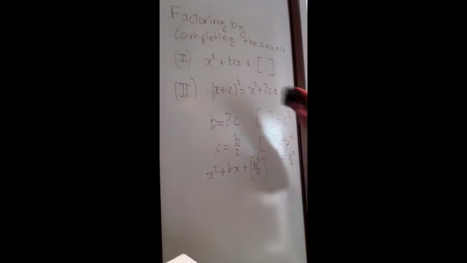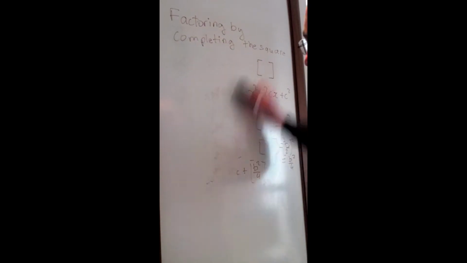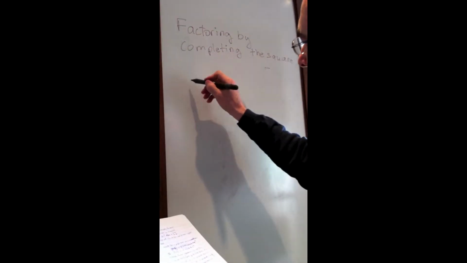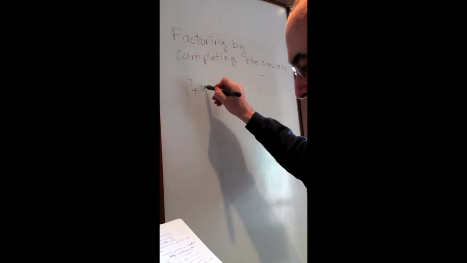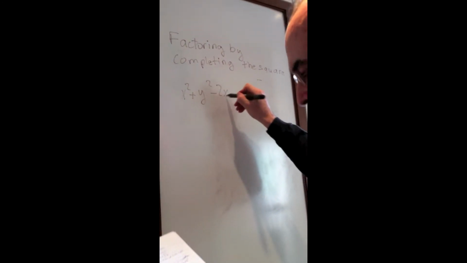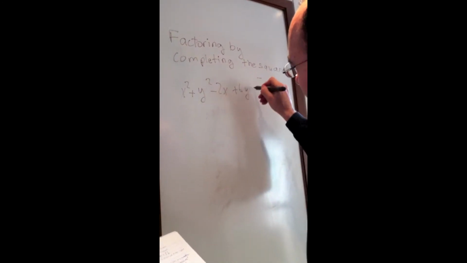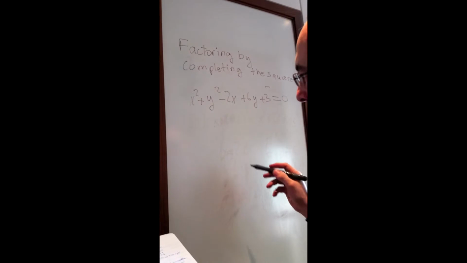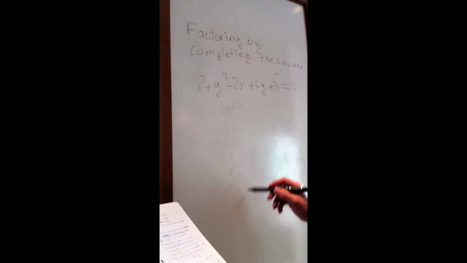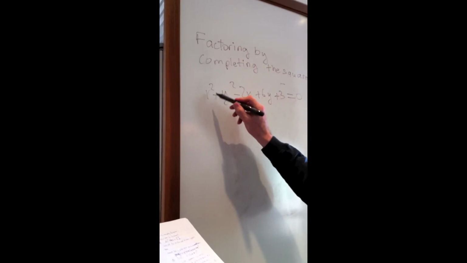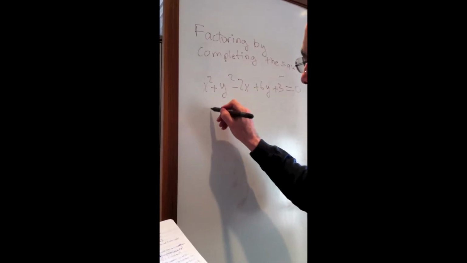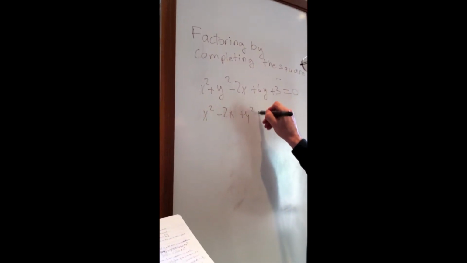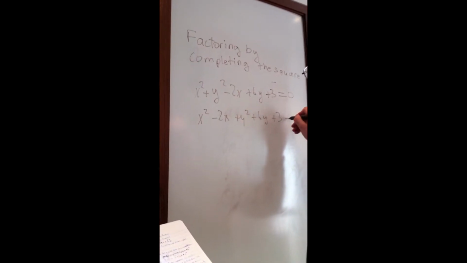Now, we can apply this to solve one of the problems from the Regents exam. Let's assume that we have x squared plus y squared minus 2x plus 6y plus 3 equals 0. That's an equation in x and y, and we're trying to find out how to factor this. We notice that we have squares in both x and y, so we can rewrite this as x squared minus 2x plus y squared plus 6y plus 3 equals 0.